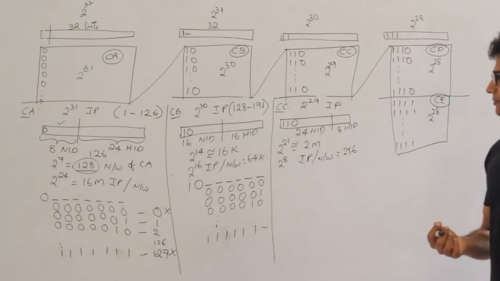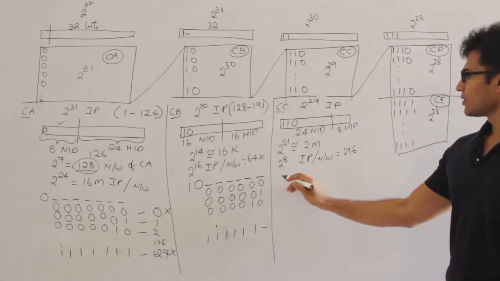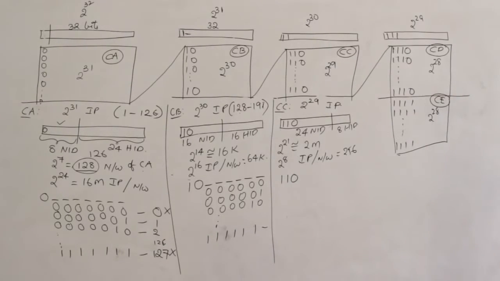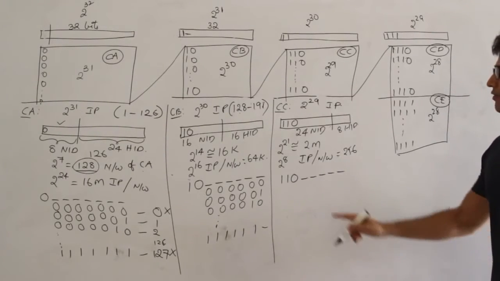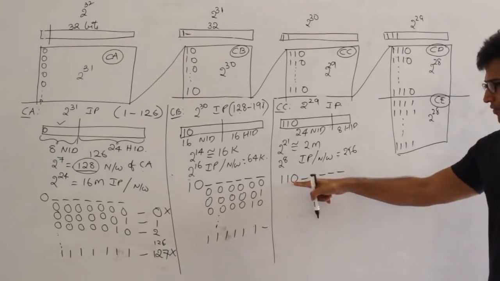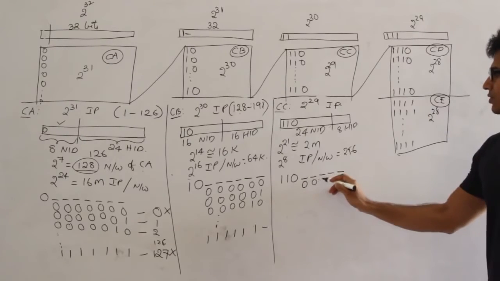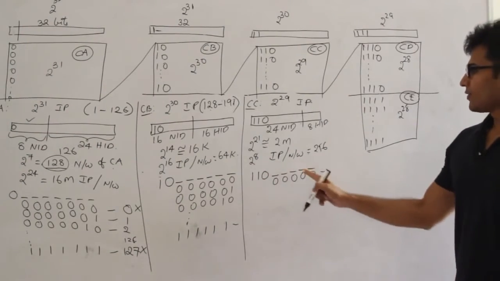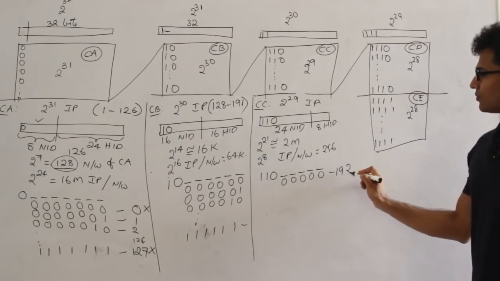They used to buy this class C. Now let's see the range just by looking at the first octet. In the first 8 bits, the first 3 bits are already fixed as 110. How many bits are remaining? 5 bits: 1, 2, 3, 4, 5. Out of 8 bits, 3 bits are fixed and therefore we have 5 bits remaining. Then 0, 0, 0, 0, 0. What is this? This is 128 and 64, therefore it is 192.